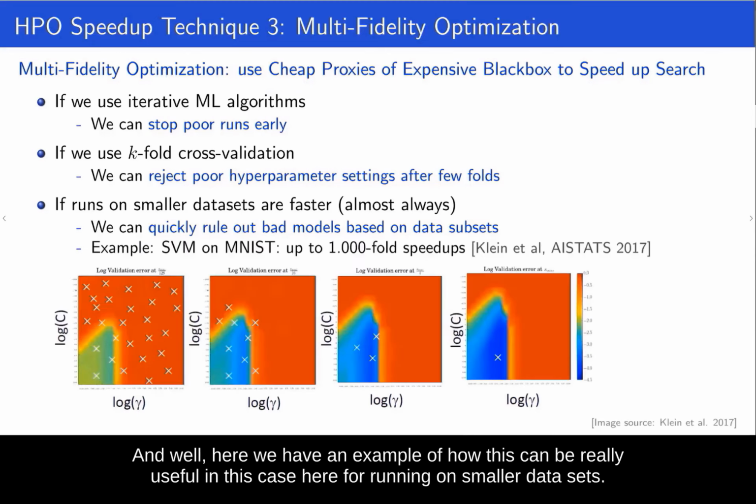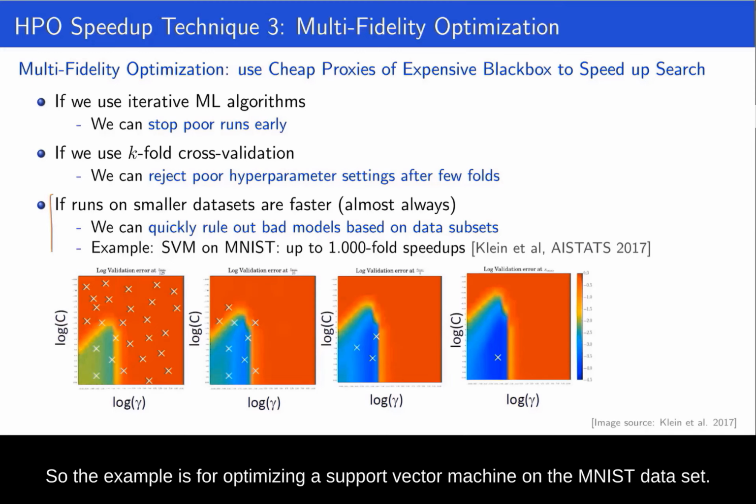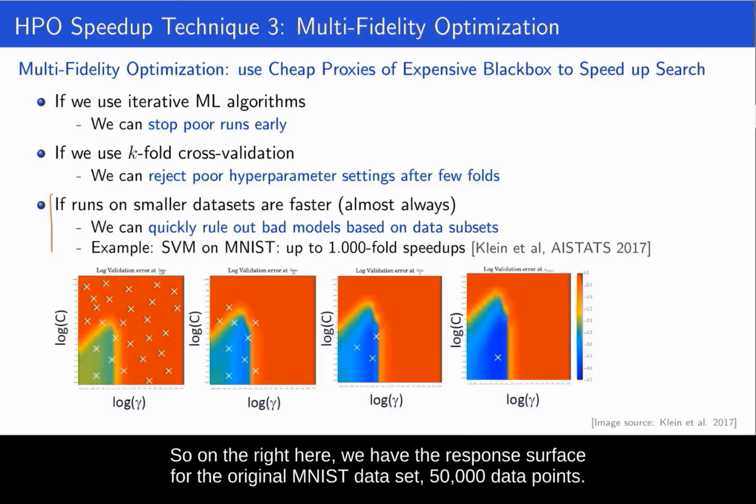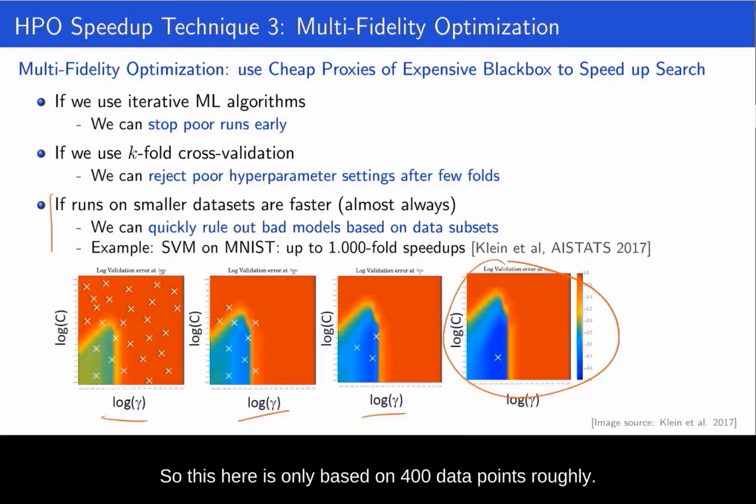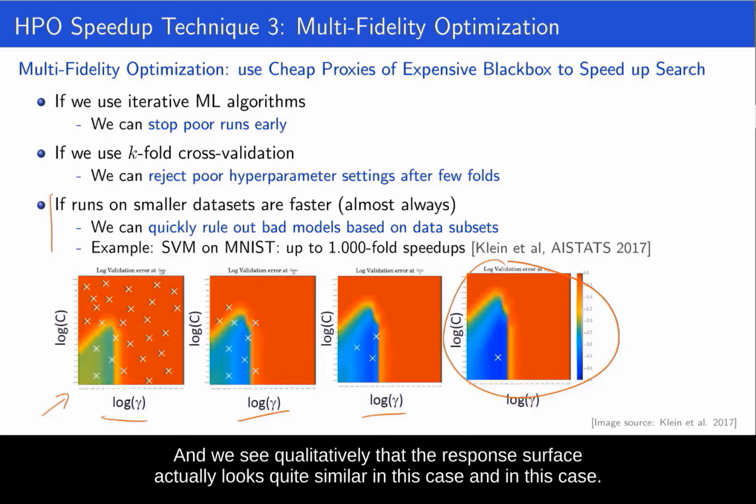Here we have an example of how this can be really useful, in this case for running on smaller data sets. The example is for optimizing a support vector machine on the MNIST dataset. On the right here, we have the response surface for the original MNIST dataset, 50,000 data points. Then here we have a quarter of the data. Here we have a 16th of the data. And here we only have a 128th of the data. So this here is only based on 400 data points roughly.